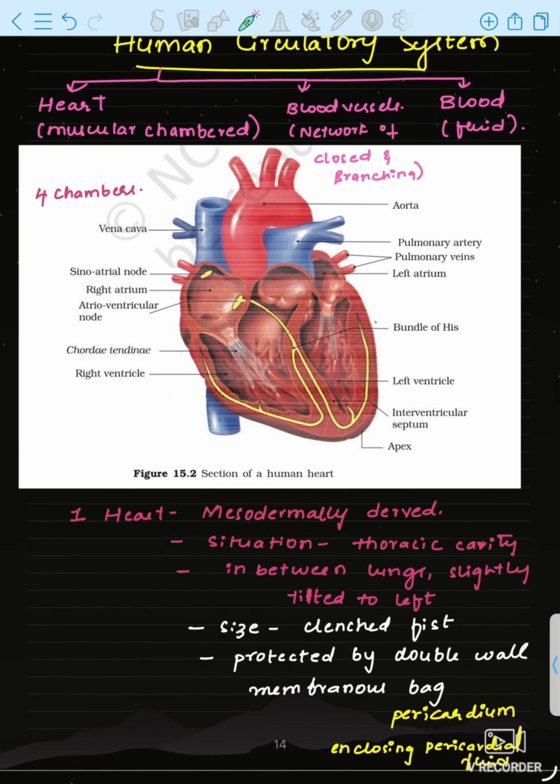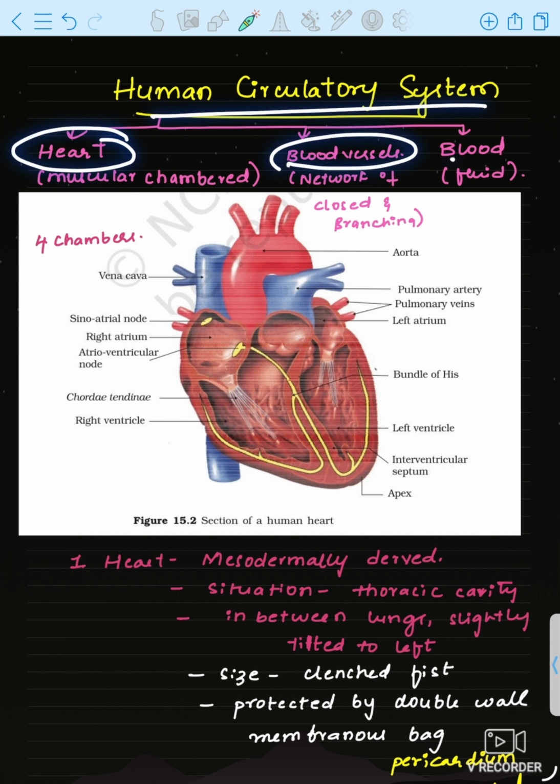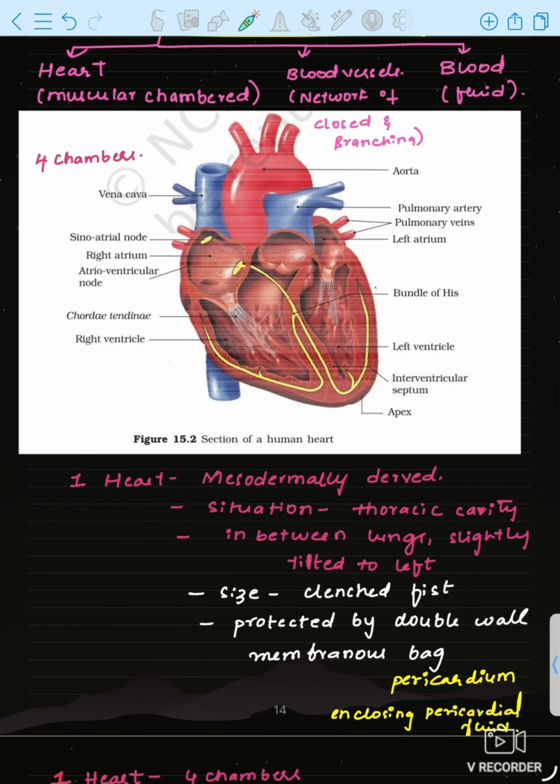Okay, now let us discuss the human circulatory system. The human circulatory system includes heart, blood vessels and blood. Blood is a fluid, we discussed its composition, everything. Blood vessels are a network of closed and branching type vessels. The heart is a muscular chambered organ.